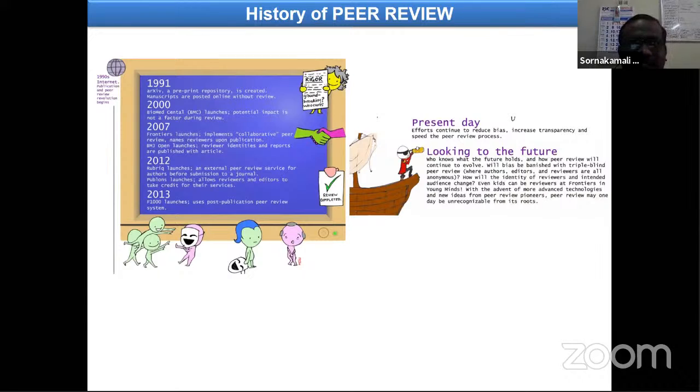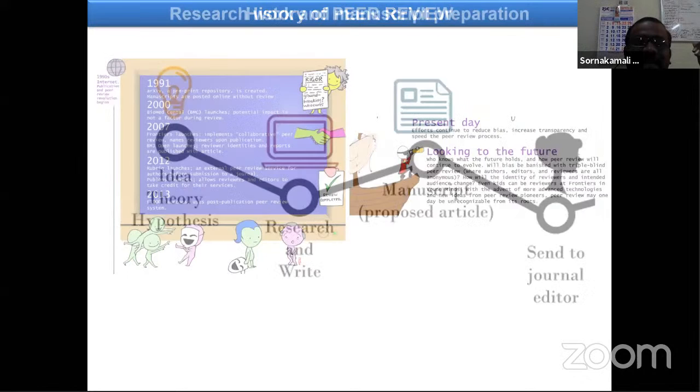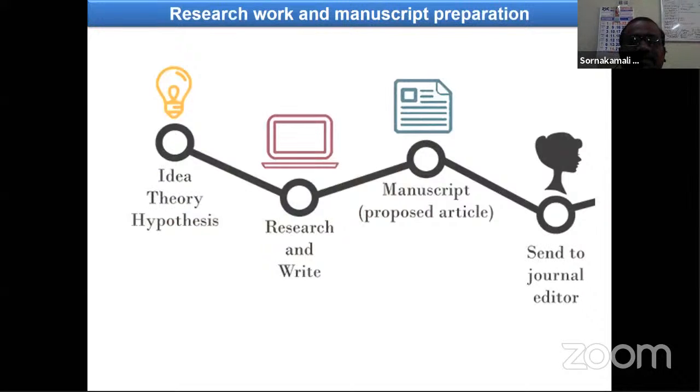In 2007, the Frontiers group of journals launched interactive review. So authors are given a chance to interact with the reviewer. Here, the reviewers are not known to authors until the end of the publication. After the publication, the reviewer's name is revealed to the authors. Okay. So to date, efforts have continued to reduce the bias, increase the transparency, and speed up the peer review process. Okay. So how to write a manuscript, how to prepare a manuscript?